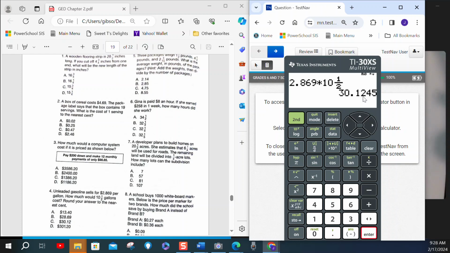So we go to the hundredths place. To the right of it is a 4. That's 0 through 4, so the 2 remains the same. So it's $30.12, which is C.